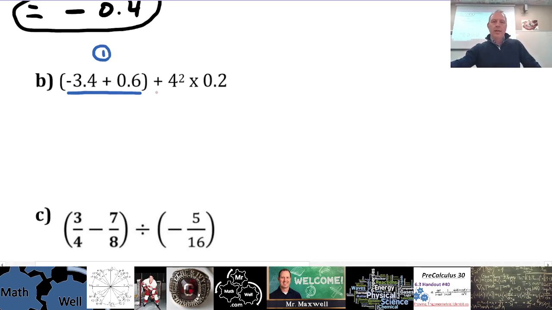Next would be what? Would I do the addition? Would I do this exponent? Or would I do multiplication? Which one should come next after brackets?